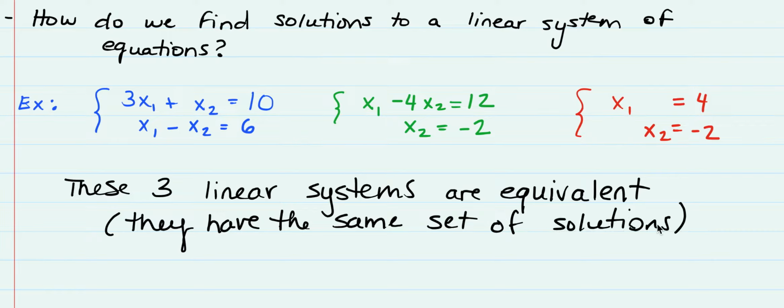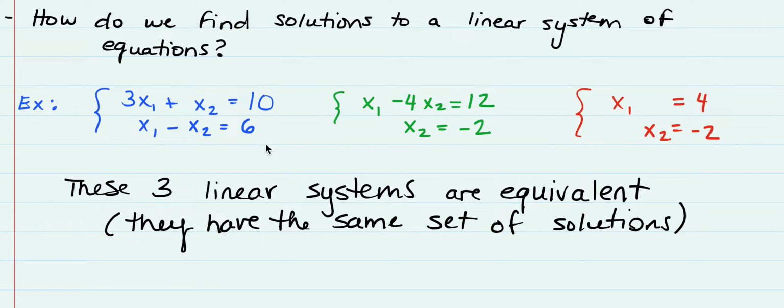Now they're not equal because for them to be equal they would have to have everything you see here would have to be here and here as well. So they're not equal, but they're equivalent. So this one's really nice. We're given the solution very quickly. This one is not too bad. We've solved one of the variables and we just have to plug it in to find the other one. And this one takes the most work.